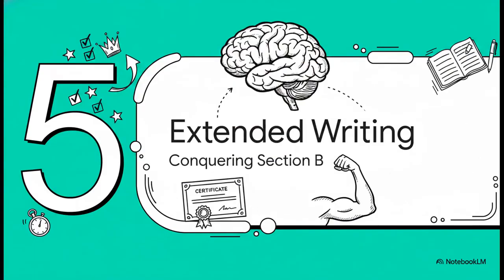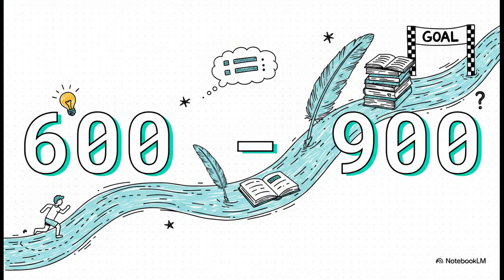Okay, finally, Section 5, Conquering Extended Writing. We are pivoting to the final hurdle, Section B, which makes up half of your total marks for the entire paper. And the most glaring difference here? This massive word count, 600 to 900 words. Listen, this section tests your stamina for sure.